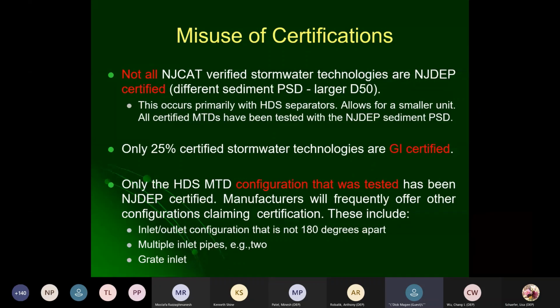That is probably the biggest area they'll try to get by you with. I want you to also recognize that only 25% of the stormwater technologies we have verified to date are certified, as are GI certified. That number is increasing and will continue to increase. And there is the NJDEP website that I listed before, which was up on the chat before.